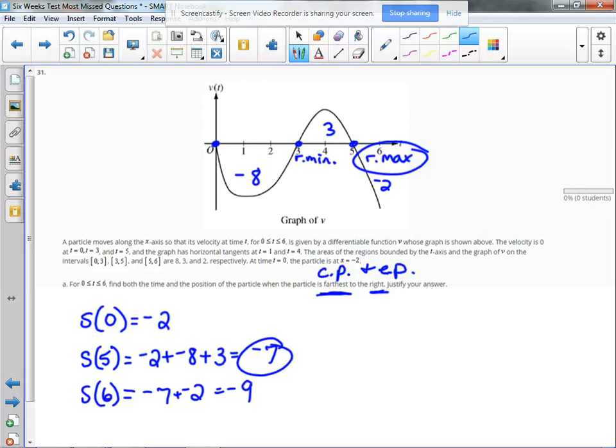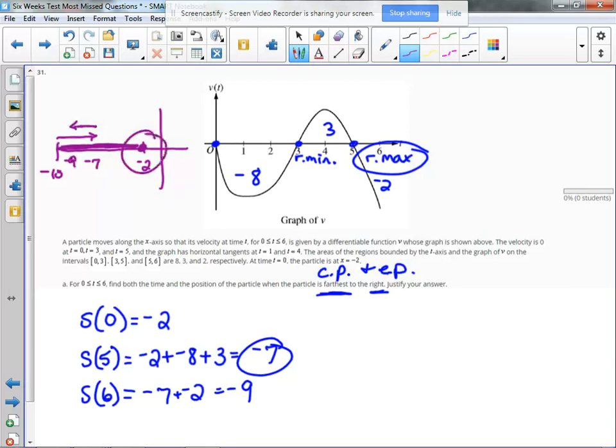-7. Negative is on the left, okay? It does not make sense for that to be the time when it's furthest to the right. We're moving along the x-axis, so let's think about this. We start at -2. That's the starting point. We move left 8 units, so we end up at -10. Then we go right 3 units, so we end up at -7. Then we go back left 2 units, so we end up at -9.